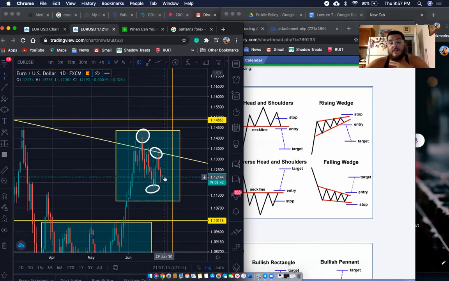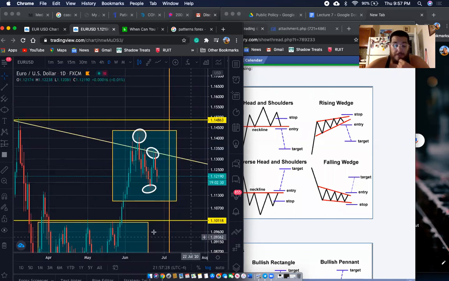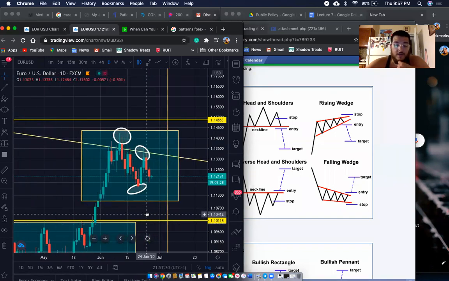In my opinion, y'all, this thing is ready to sell a little bit further down because it already came and gave us that one touch down here. It could give us another push up to this trend line, which would be interesting. Then that would give us, in my opinion, an even bigger drop. I think EU is bearish right now, right? I think it has potential to sell.